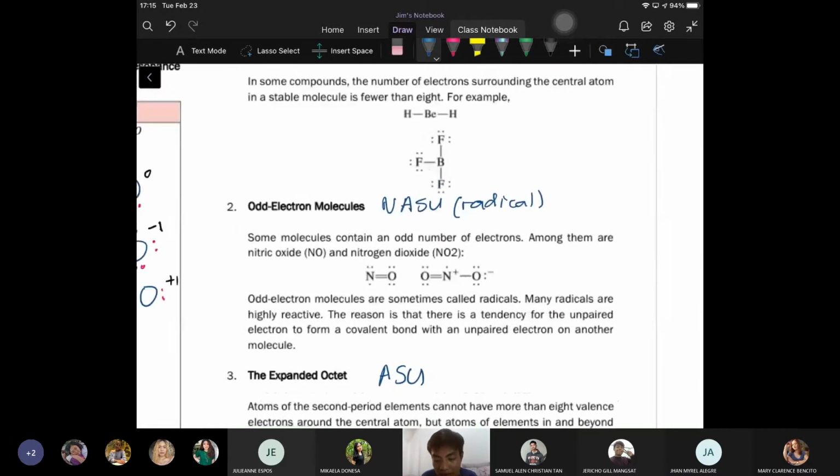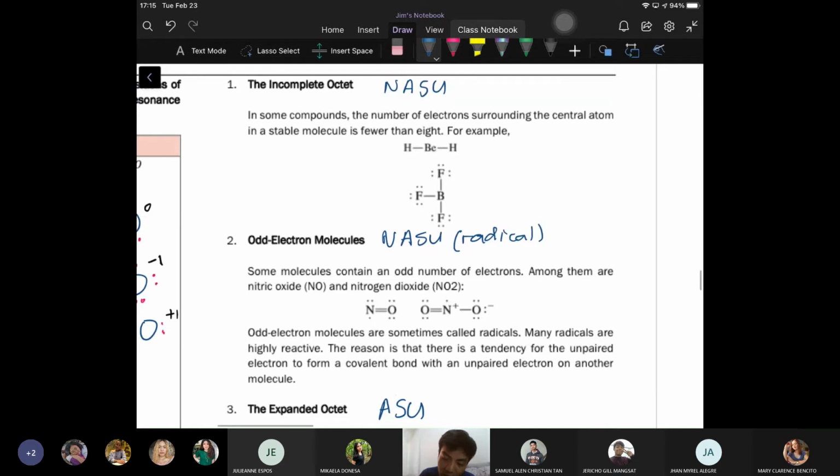Other than the expanded octet, we have the other two, the incomplete octet and the odd electron molecules. Incomplete octet is usually true for atoms of the second group and third group. Yung mga beryllium, magnesium, calcium, boron, aluminum, sila yung nagfa-follow ng incomplete octet. So usually, these are the atoms in the second and then the third group. Mamaya habang nagdo-drawing tayo, explain natin.